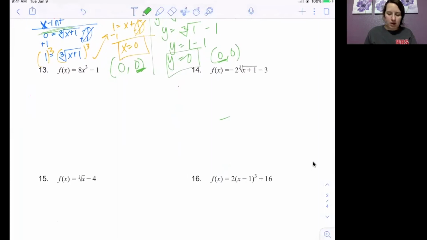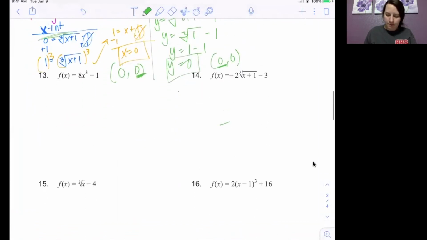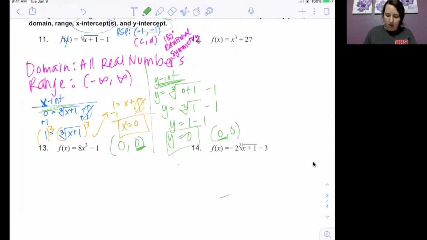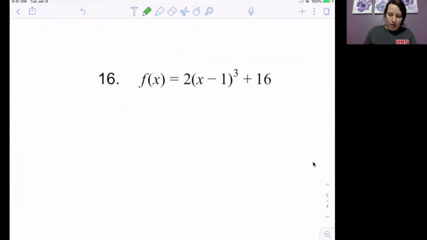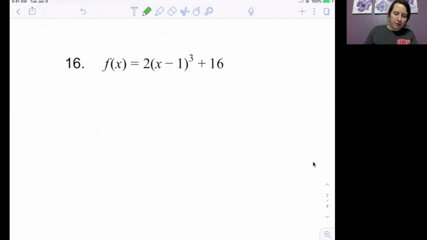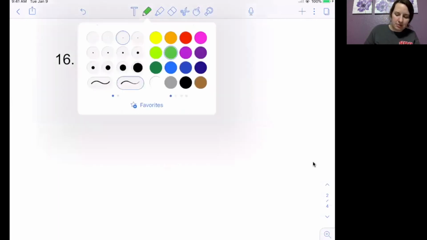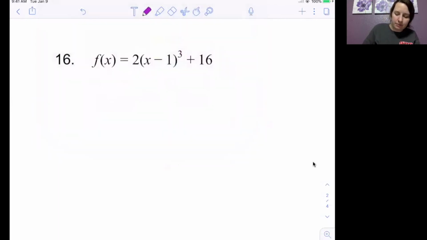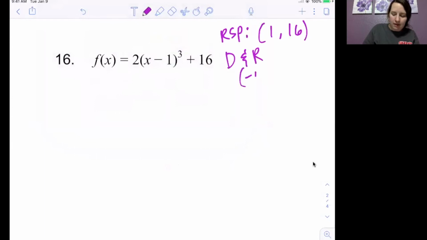Okay, let's do one last example. So that was a cube root. Let's do a cubic. Okay, we'll do this one. So first thing we want to know is the rotational symmetry point, which is at the point C, D, or 1, 16. My domain and my range are both -infinity to infinity.